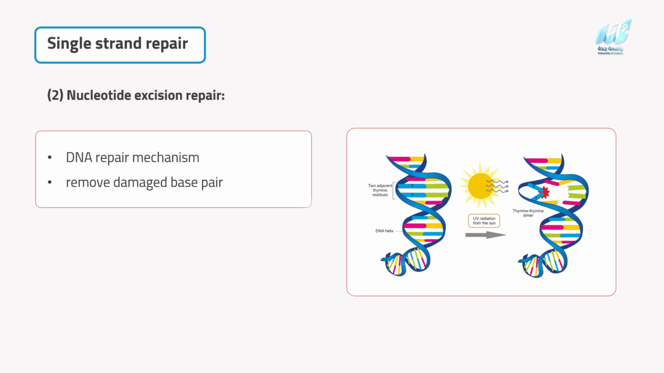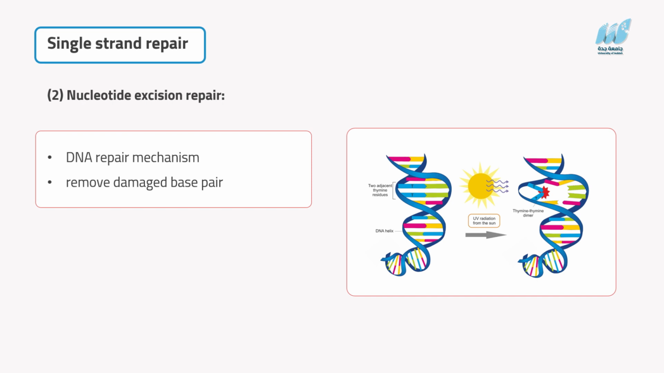The second type of single-strand repair is nucleotide excision repair. In humans, UV radiation from the sun is the leading cause of skin cancer. UV exposure induces lesions and forms an extra covalent bond between adjacent same-strand pyrimidines, particularly thymine. The linked thymines are called thymine dimers, which cause alteration in the structure of DNA and inhibit polymerase and arrest replication.